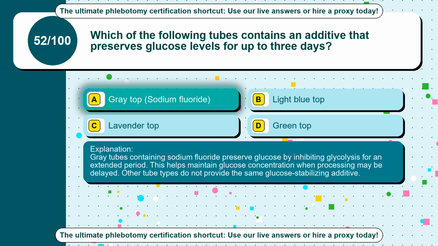Gray tubes containing sodium fluoride preserve glucose by inhibiting glycolysis for an extended period. This helps maintain glucose concentration when processing may be delayed. Other tube types do not provide the same glucose stabilizing additive.